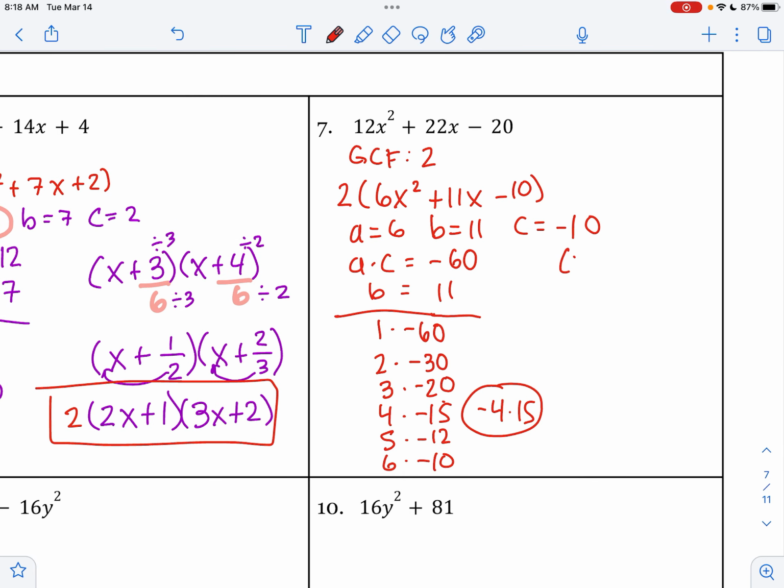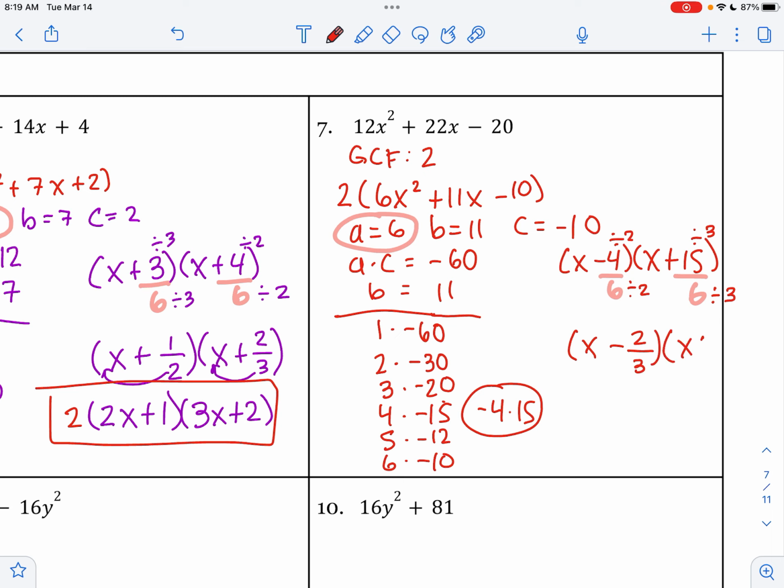And then I'm going to write x minus 4, x plus 15, and I'm going to divide by a. And again, my a is 6, so divide by 6. And I can simplify these fractions. Dividing this by 2, I can divide this fraction by 3. So I have x minus 4 divided by 2 is 2, 6 divided by 2 is 3. So just simplifying these fractions here.